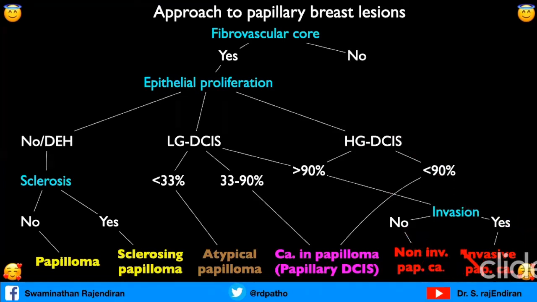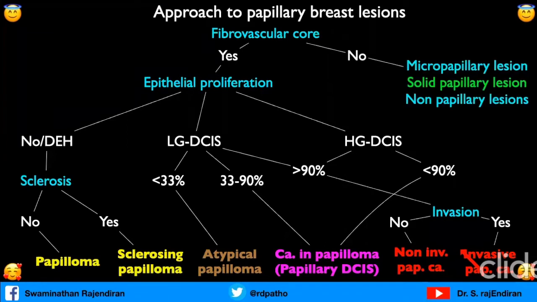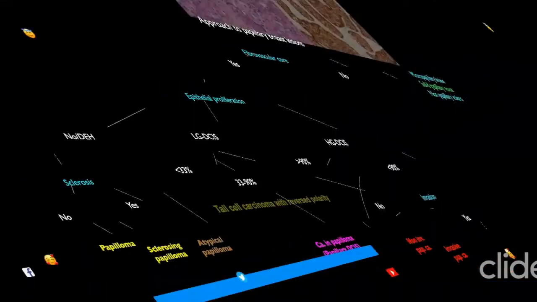When the fibrovascular core is not present, but that papillary pattern is present, you have to think of micropapillary lesion, solid papillary lesion, or non-papillary lesions. I kindly request all of you to take a snap of this and keep it on your working desk. And whenever you see a papillary lesion, try to answer these questions and get the correct diagnosis.